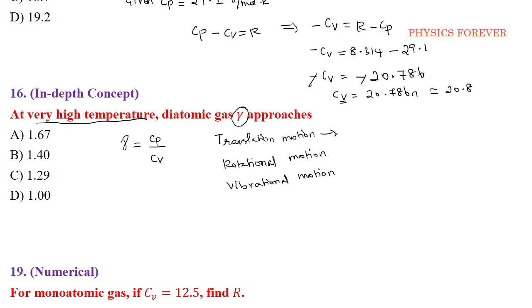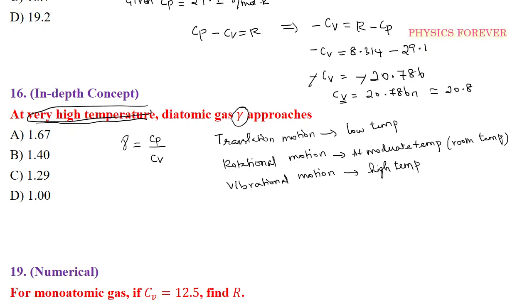Translational motion only occurs at low temperature. Most important, rotational motion occurs at moderate temperature, that is room temperature. Vibrational motion occurs only at high temperature. Here the question gives very high temperature, so at very high temperature vibrational motion occurs.